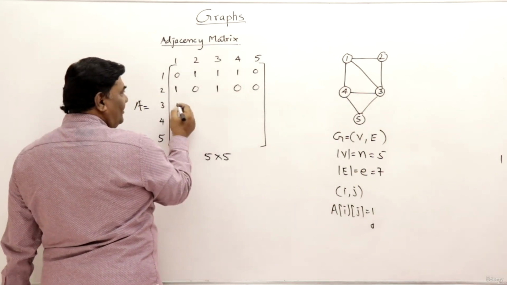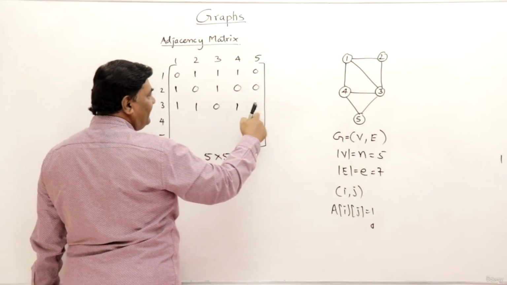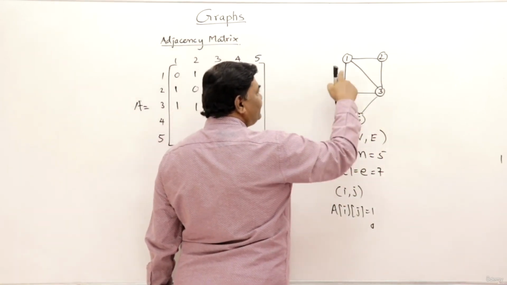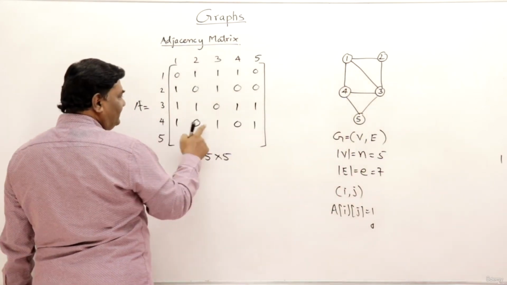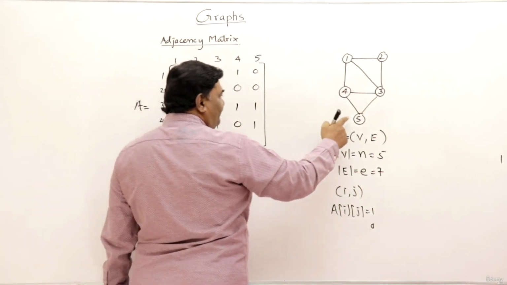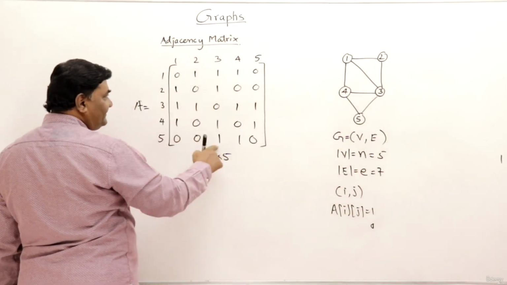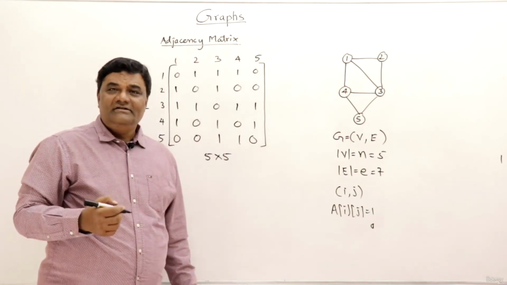Likewise, I will fill up for all. From 3 it is to 1, 2, 4 and 5. Then from 4 it is connecting 1, 3 and 5. Then from 5 it is connecting to 3 and 4. So that's it. If there is no edge, I have marked it as 0.